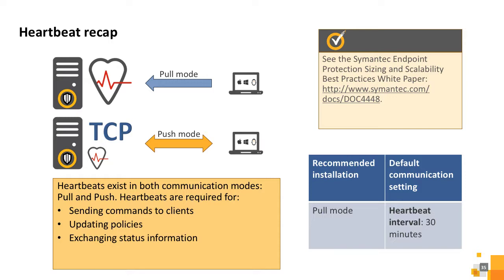In pull mode, the client connects to the management server according to the heartbeat polling interval. In push mode, the client establishes a persistent TCP connection to the management server, receiving immediate policy updates. The heartbeat interval is used for data uploads, such as client logs. As per the Symantec Endpoint Protection Sizing and Scalability Best Practices White Paper, for best performance, keep the database close to the management server and use pull mode. You can download the white paper from the link shown.